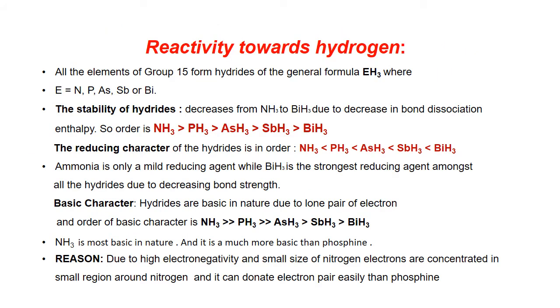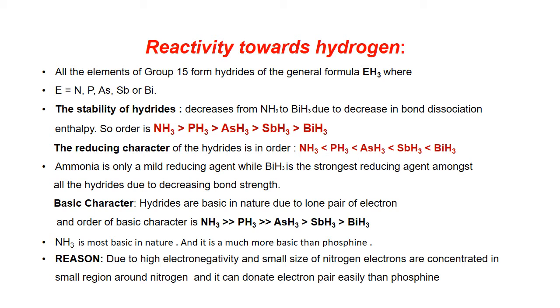Reactivity towards hydrogen. Elements of group 15 form hydrides with molecular formula EH3: NH3, PH3, AsH3, SbH3, BiH3, etc. And we will discuss the different properties of hydrides. Number 1, stability of the hydrides.